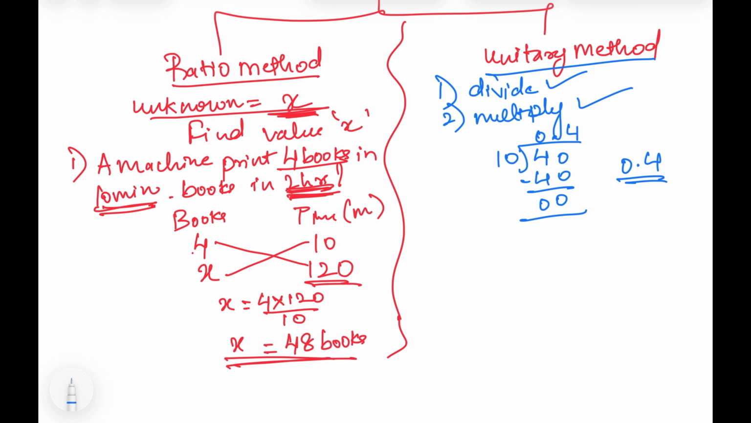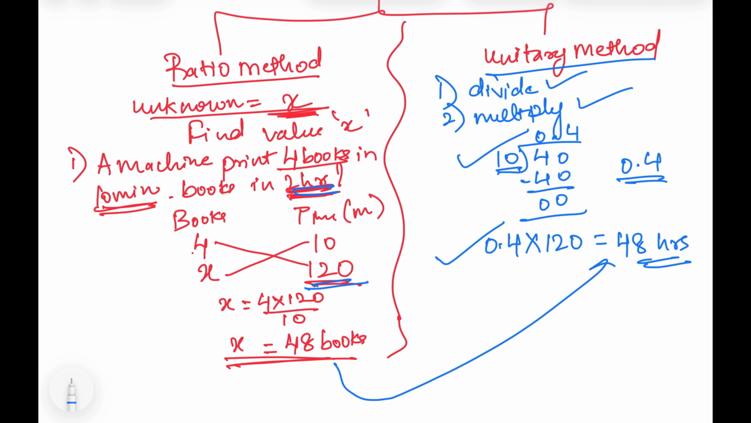Now we'll multiply this 0.4 with, they are asking us for 2 hours, right? But we cannot keep it in hours because we have minutes here. So we'll convert 2 hours into minutes and we get 120. So when you multiply 0.4 and 120, what do you get? 48. So did you see? First we divide and then we multiply. Sorry, this is not hours, it is 48 books in 2 hours.